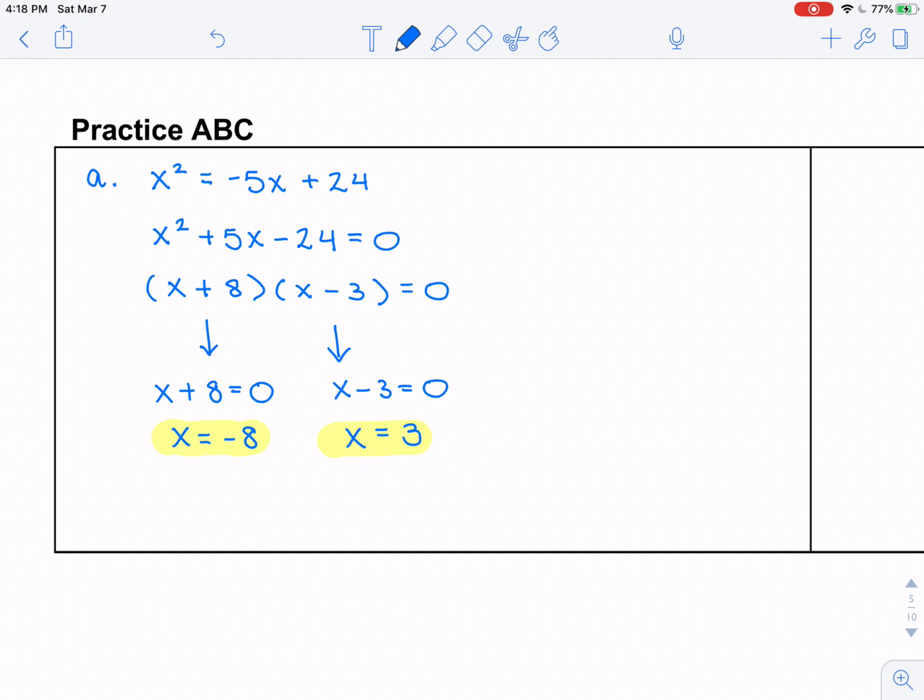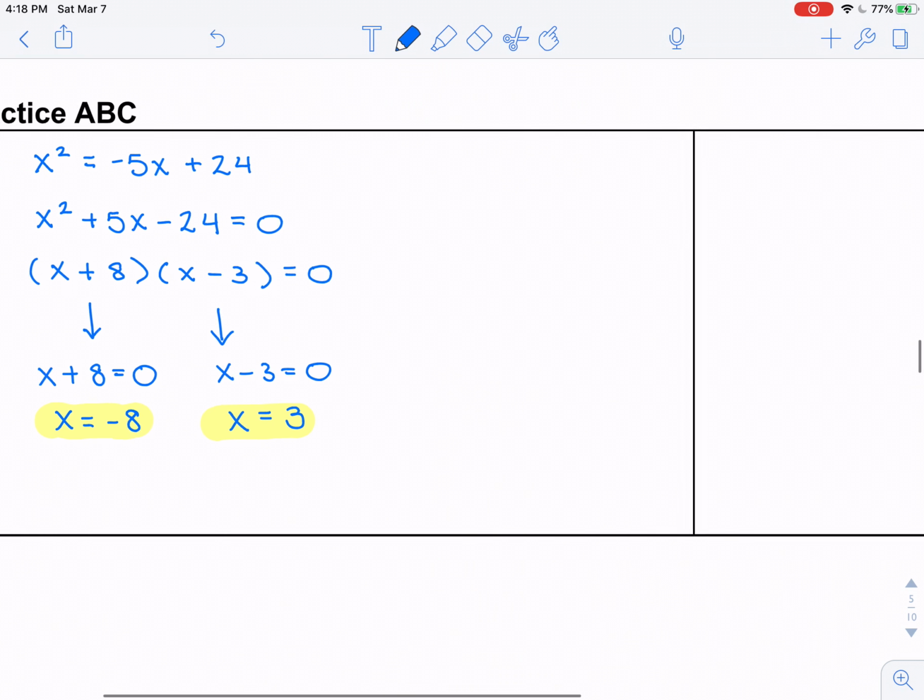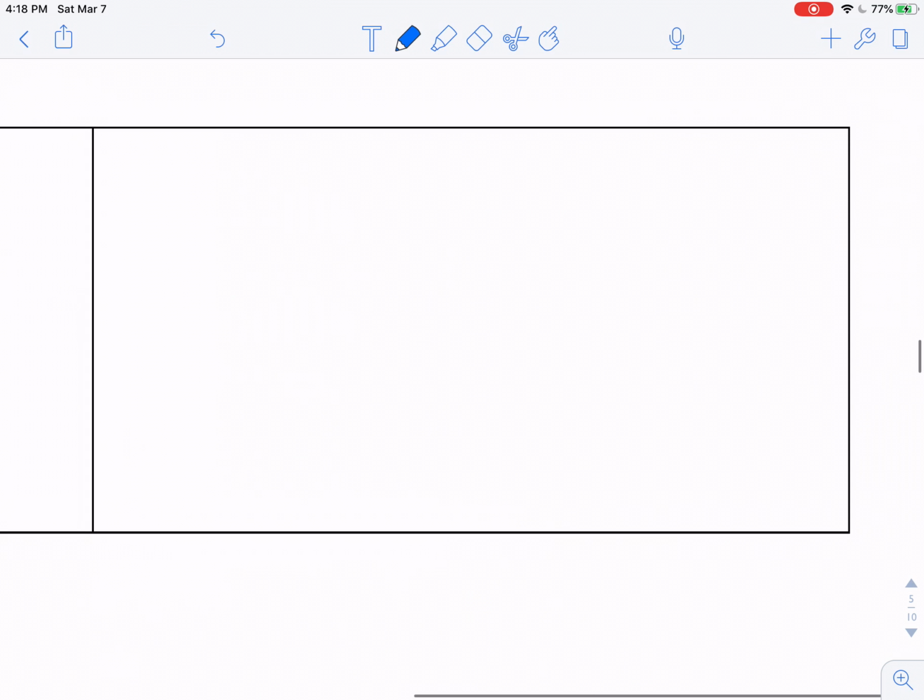Then I'm going to move over to question B. And I'm writing this from the book, page 370. The original layout is negative 48 plus x squared equals negative 8x.